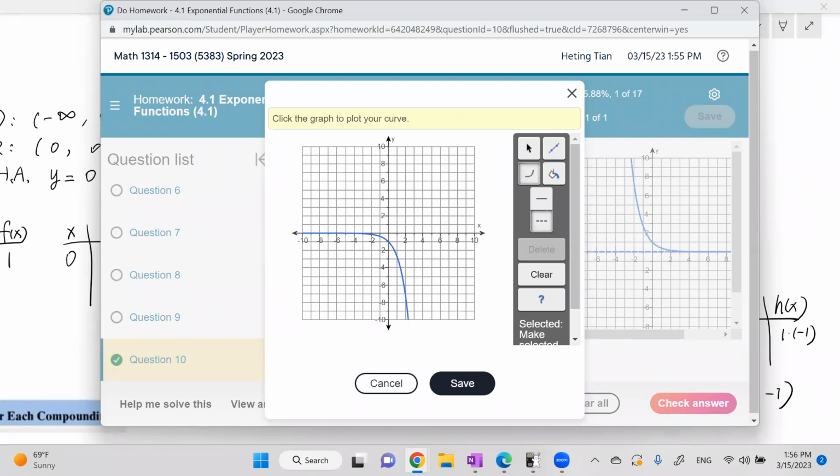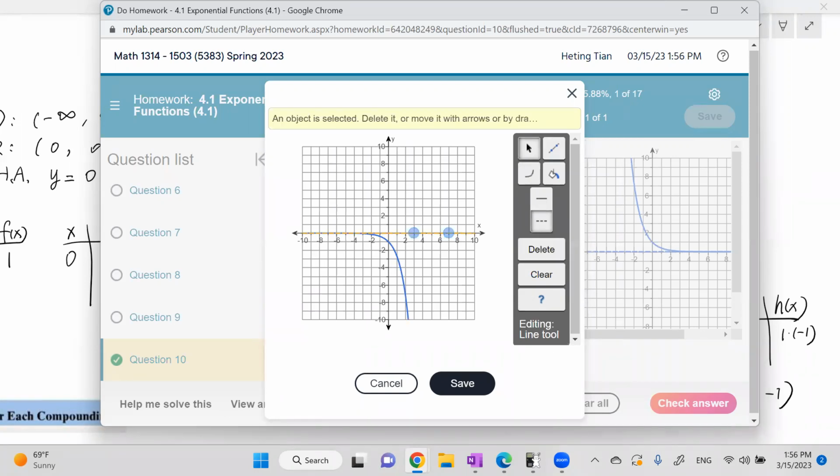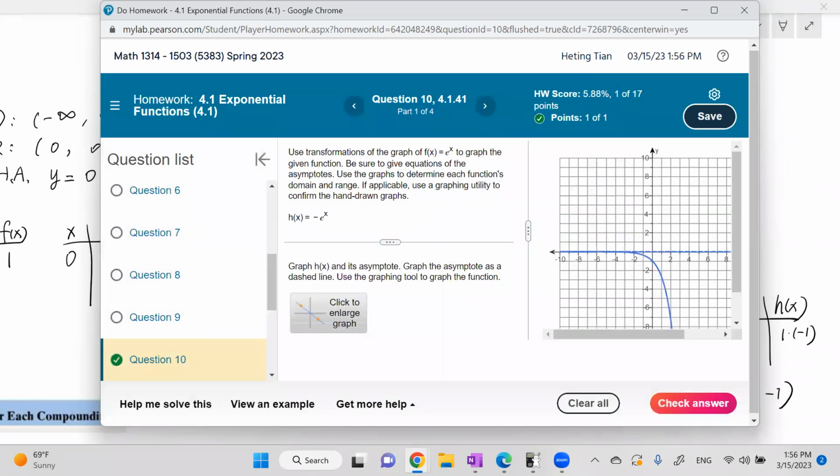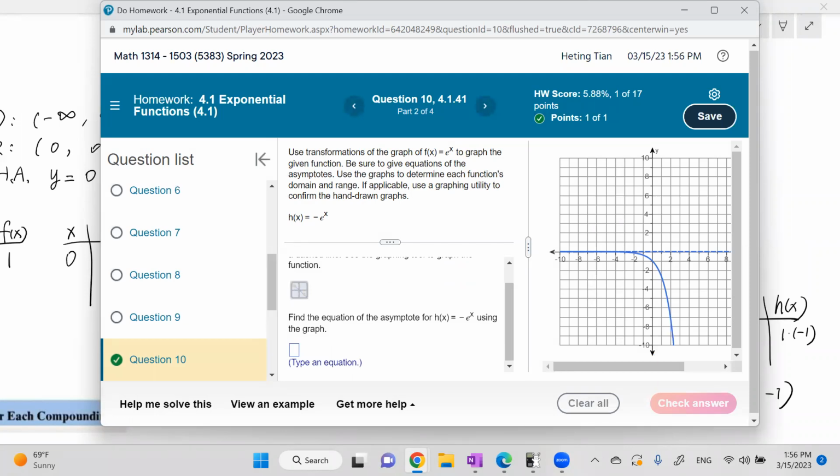Next, I click the dash line, then click line 2 to decide the horizontal asymptote. I just click 2 points here. That's a yellow dash line, and click line 2 again to make it blue, and then click save. Now let's check the answer. Yes. So be careful: the question is h of x equals negative e to the x. It's not the same one because I prepared my question with a different function, e to the negative x.